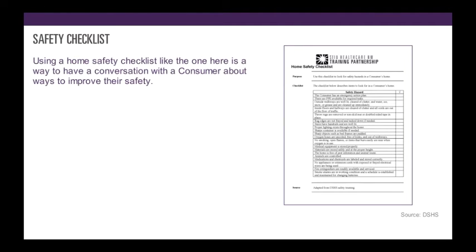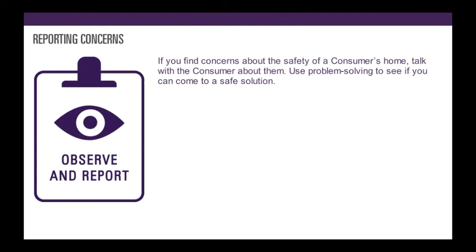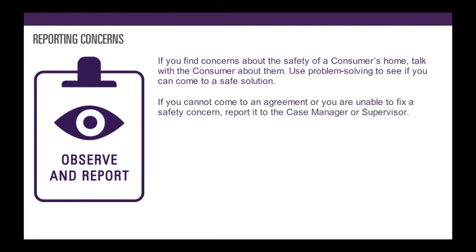Using a home safety checklist like the one here is a way to have a conversation with a consumer about ways to improve their safety. Your home care agency may have a checklist that you can use. If you find concerns about the safety of a consumer's home, talk with the consumer about them. Use problem solving to see if you can come to a safe solution. Remember, the consumer has the right to choose. If you cannot come to an agreement or you are unable to fix a safety concern, report it to the case manager or supervisor.